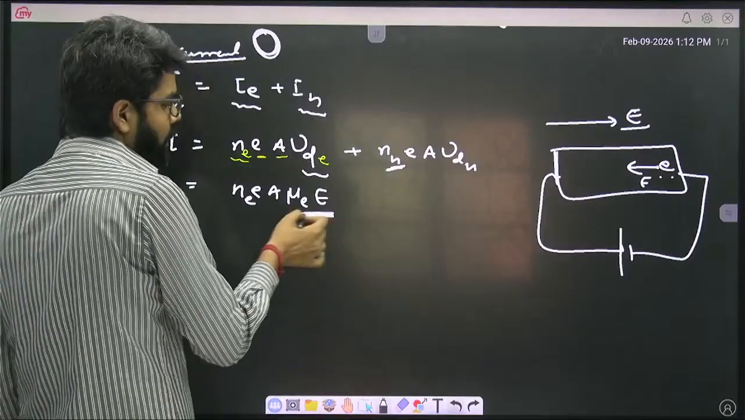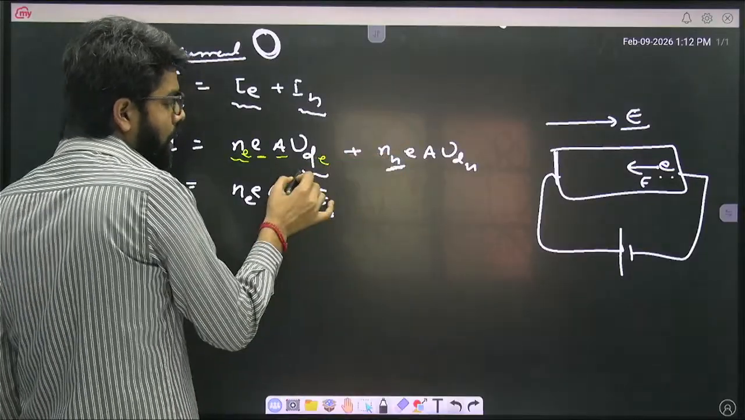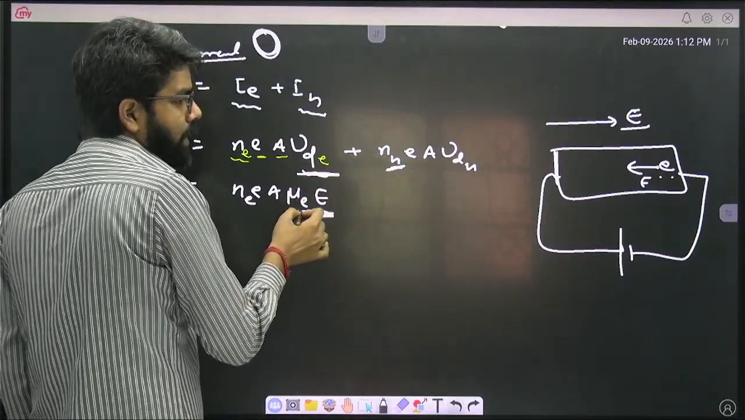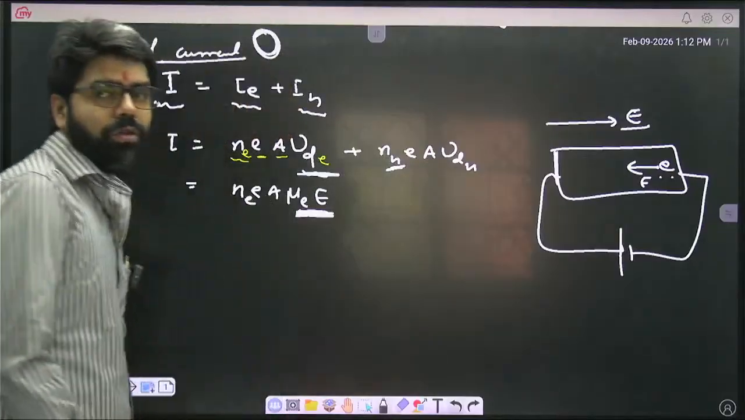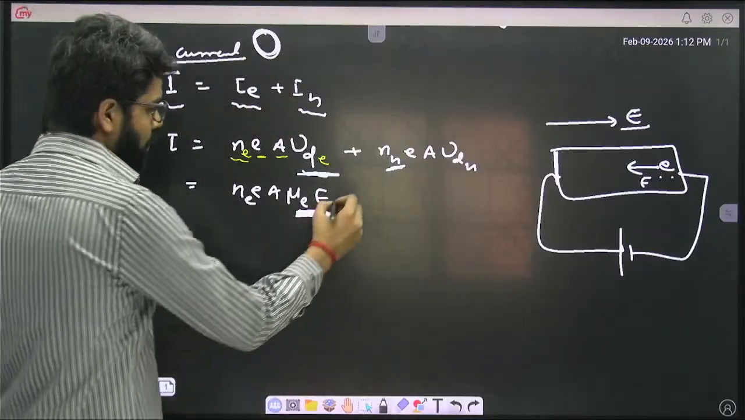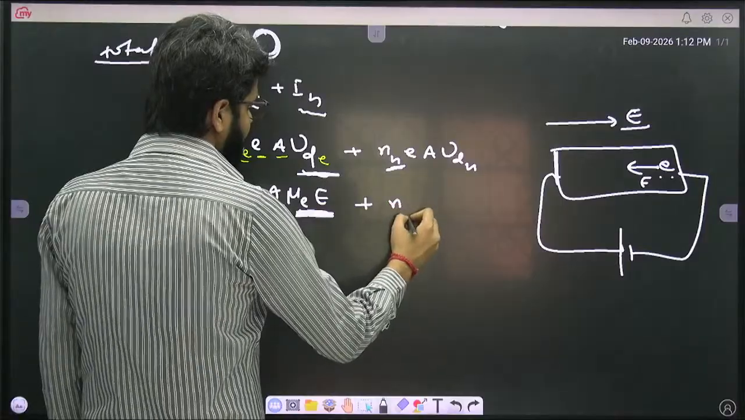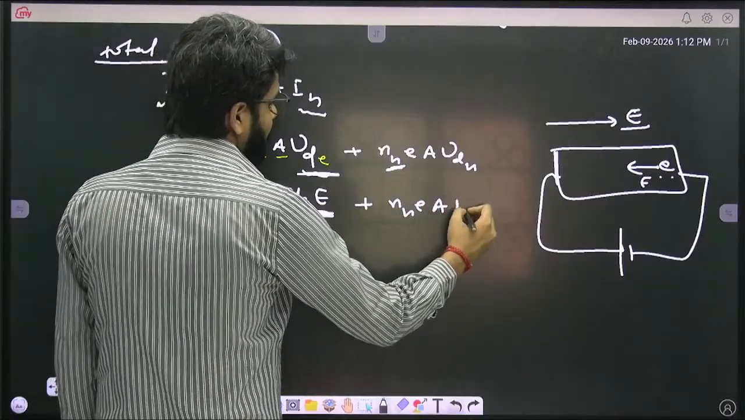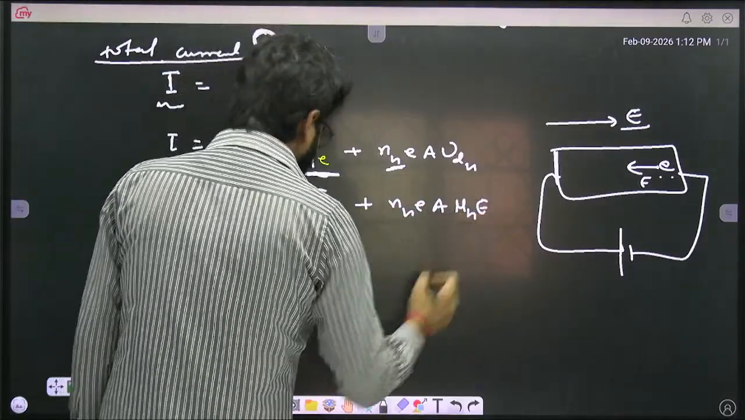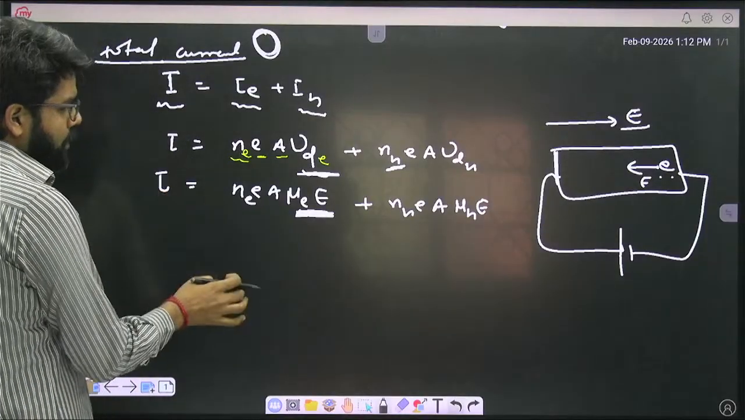mu E would be here. That is the drift velocity. So Vd is equal to mu E into E, and mu E we already saw as the mobility. Plus NH, E, A, and Vd, where Vd is equal to mu H into E. So I is equal to this one.